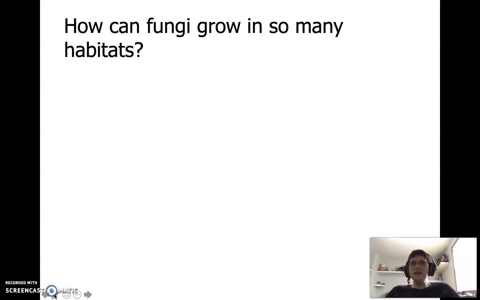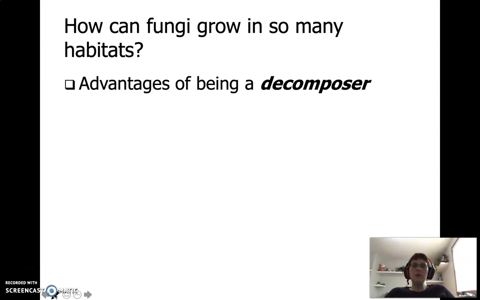This is the second lecture on fungi from chapter 14, picking up with talking about how we can find fungi in so many different habitats. The thing that makes it so that we find fungi so many places is because so many of them are decomposers. The big advantage of being a decomposer is that pretty much everywhere you're going to be able to find food.